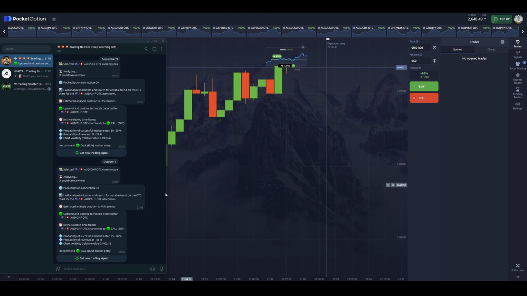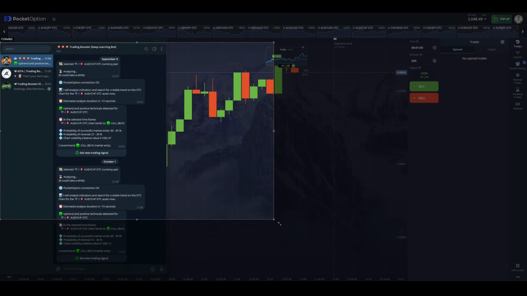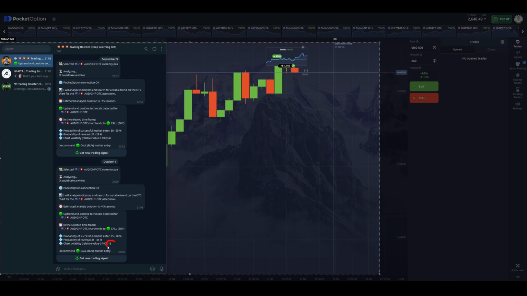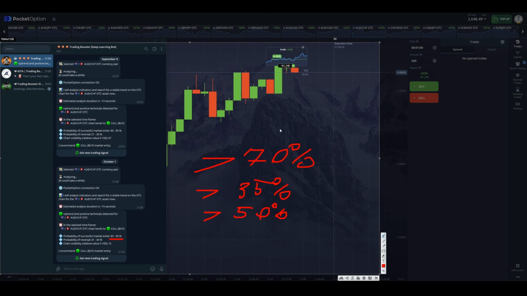So, as we can see, the movement was pretty small. There were only a few points on this currency pair, on this trade, because the volatility was low. So here on the OTC market, it's important for us to have high percentages, high volatility. So, what should we have in terms of percentages? The first crucial parameter should be above 70%. The second important parameter should be above 35%, and ideally, the third one should be above 50%. If all these significant conditions are met and all the percentages are higher than the ones you currently see displayed on the screen, you can then confidently proceed to enter the trade.